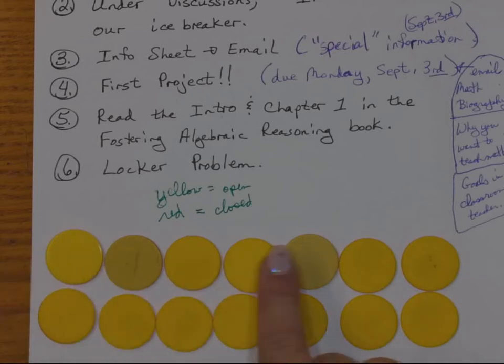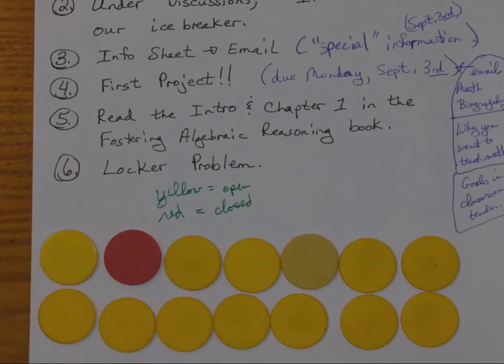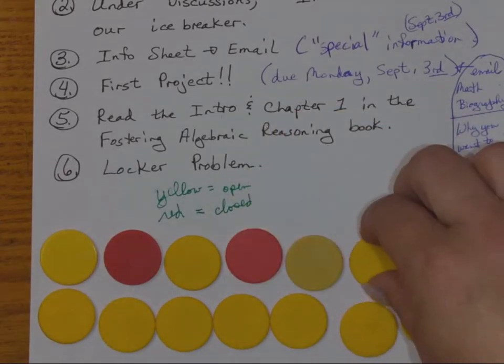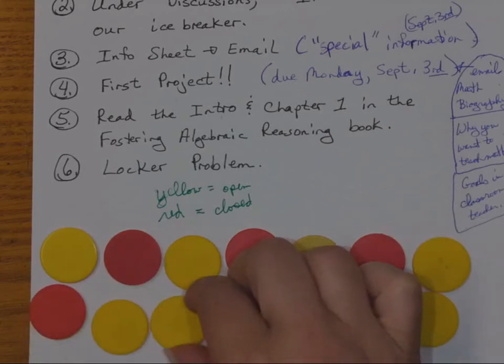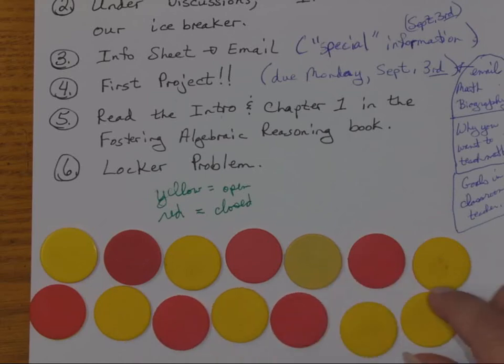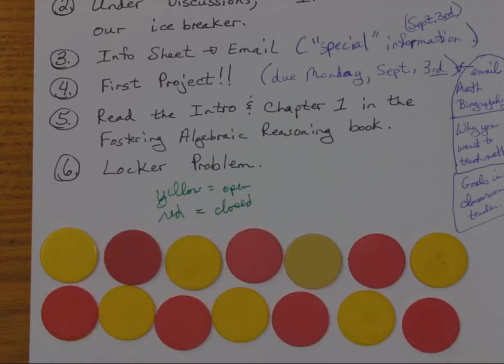So here we go. Everything is open. Student 1 has gone through and done their mischief. So now I need student 2 to go through. Student 2 is going to flip, close, locker 2, locker 4, 6. They're not going to touch 7. They're going to flip 8, 10, 12, and 14. So now student number 2 has gone through and closed every other locker.